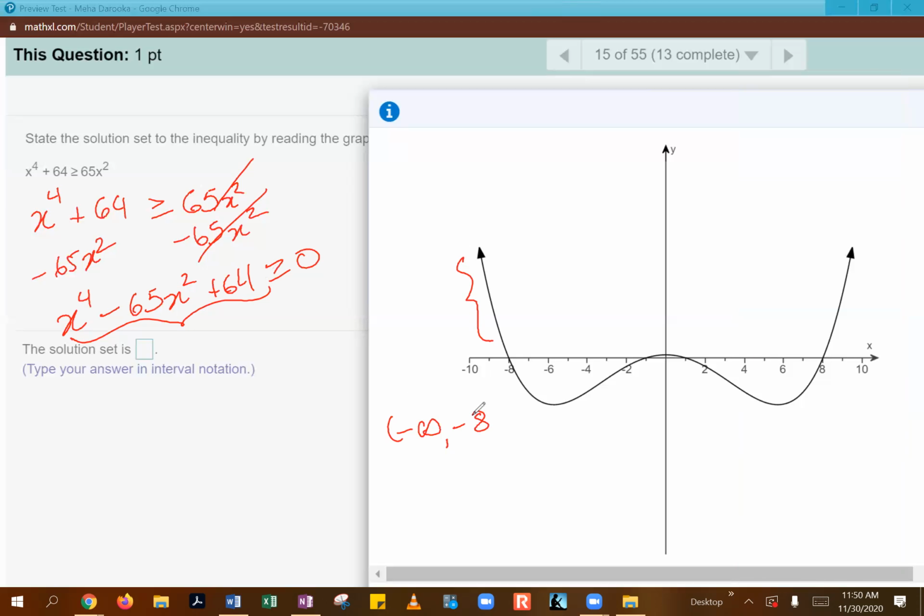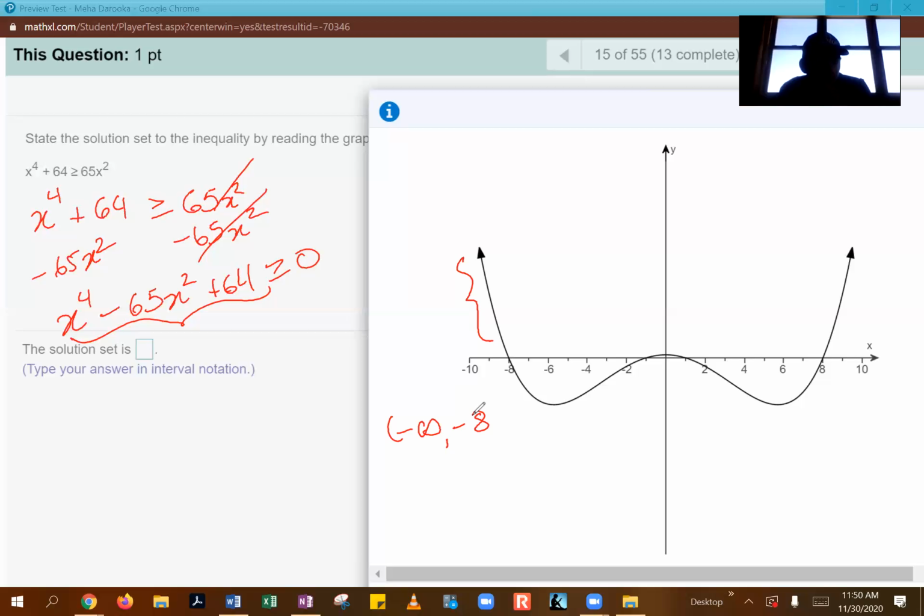And are you including or not including -8? Because look at your inequality symbol. It's greater than or equal to. Including them? Very nice. Yeah, because of that equal to sign, you are including the endpoint.